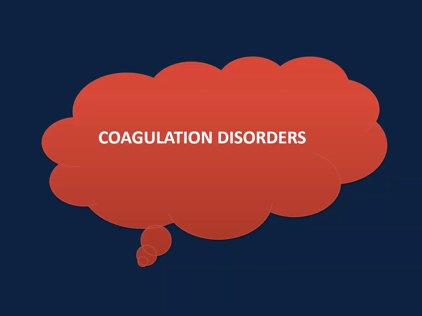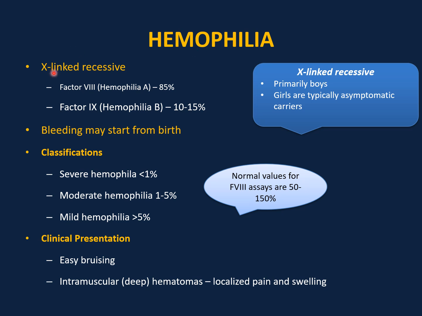Coagulation disorders. Hemophilia is X-linked recessive, primarily occurring in boys. Girls are typically asymptomatic carriers. It is because of factor 8 deficiency and is well known as Hemophilia A. This is the most common. Factor 9 deficiency is well known as Hemophilia B, and this is less common. Bleeding may start after birth, especially after circumcision.